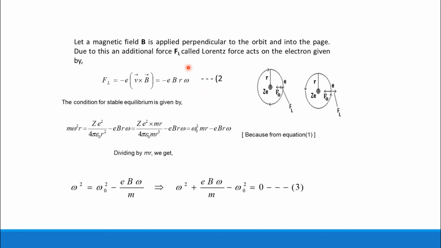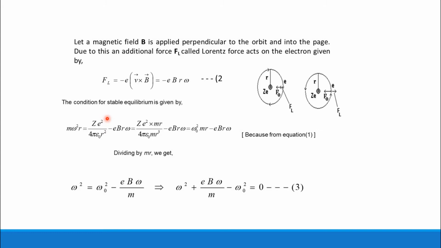Let a magnetic field B be applied perpendicular to the orbit and into the page. The field is applied perpendicular to the orbit and also into the page. Due to this, an additional force F_L, called the Lorentz force, acts on the electron, given by F_L equal to minus e into bracket v cross B, that is equal to minus e B r omega, equation number 2.